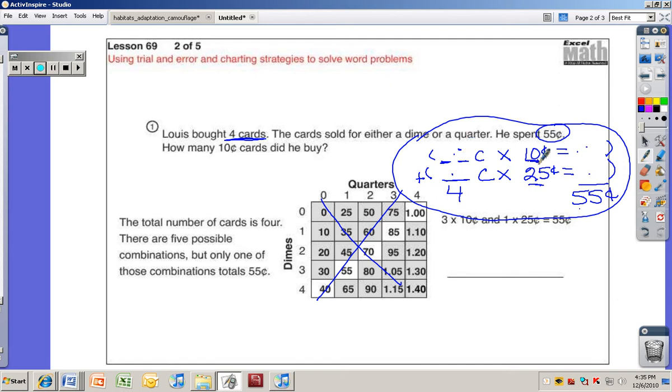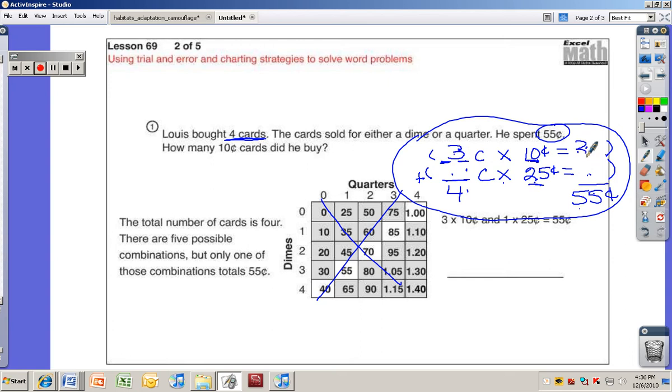of the 10 centers? That's going to be 30 cents. That means in order to make 4, he's got to buy 1 of the 25 cents. And 1 25 cents makes 25, and 30 and 25 makes 55. So that combination works out. And you're going to write it in here in the blanks.